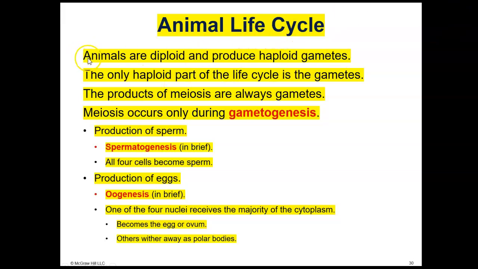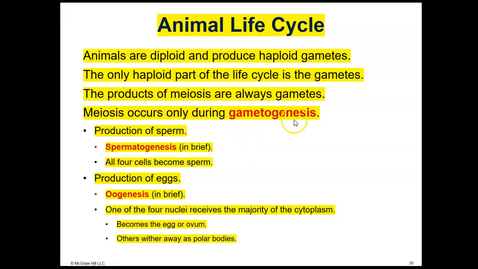But I do want to talk about the life cycle of animals, particularly the life cycle of humans. One, animals are diploid and produce haploid gametes. So all of our body cells are diploid. In other words, they contain 46 chromosomes. The only cells that we have that are haploid are sperm and eggs, which we call gametes. The products of meiosis are always gametes. Meiosis always produces gametes, eggs or sperm.